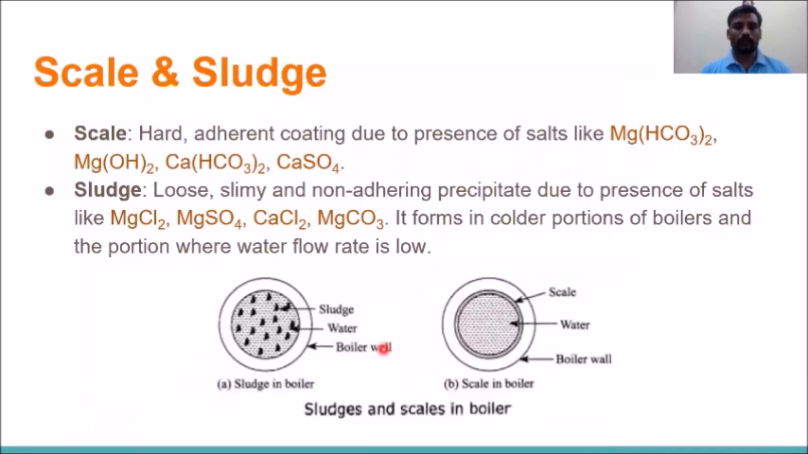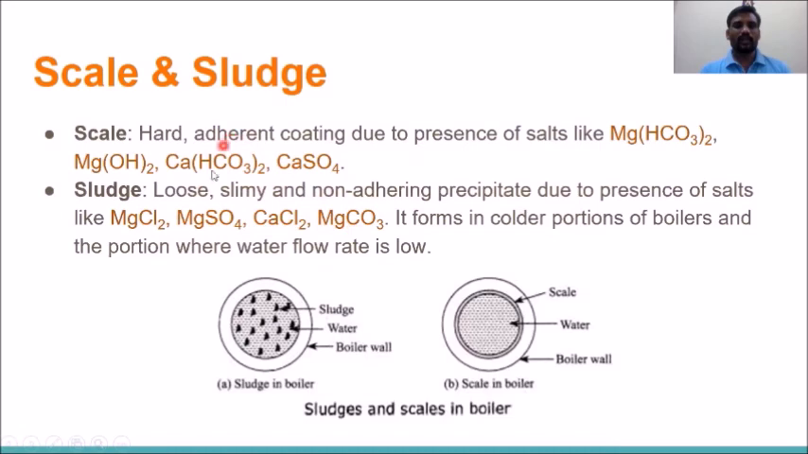Let's see some more examples. If we use hard water, what are all the disadvantages that will happen in day-to-day life? Scale and sludge are the most important disadvantages. Scale is the hard and adherent coating due to the presence of salts like magnesium bicarbonate, magnesium hydroxide, calcium bicarbonate, and calcium sulfate. These salts are called scale forming substances. Sludge is a loose and slimy precipitate. This non-adhering precipitate is due to the presence of salts like magnesium chloride, magnesium sulfate, and magnesium carbonate.